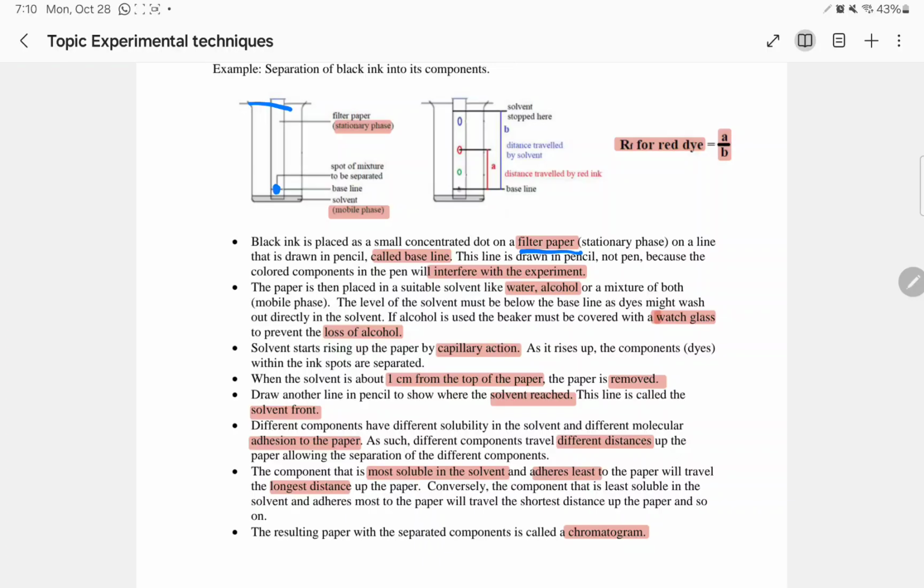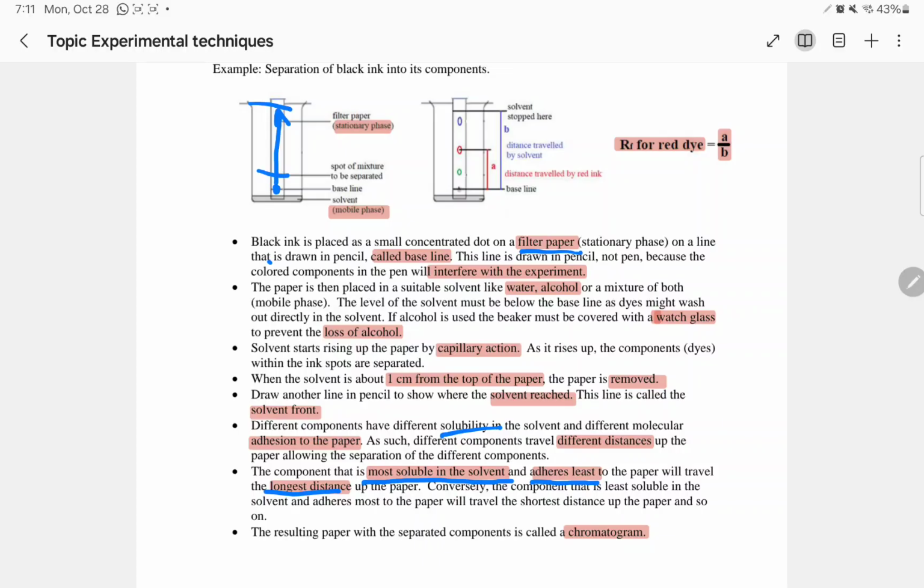So what happens when it's going up is each component has different solubilities in the solvents, and they'll adhere to the paper differently and travel different distances up the paper. The component that is most soluble adheres the least, and it will travel the longest distance. So the most soluble is going to go the highest, and the less soluble ones go lower, shorter.